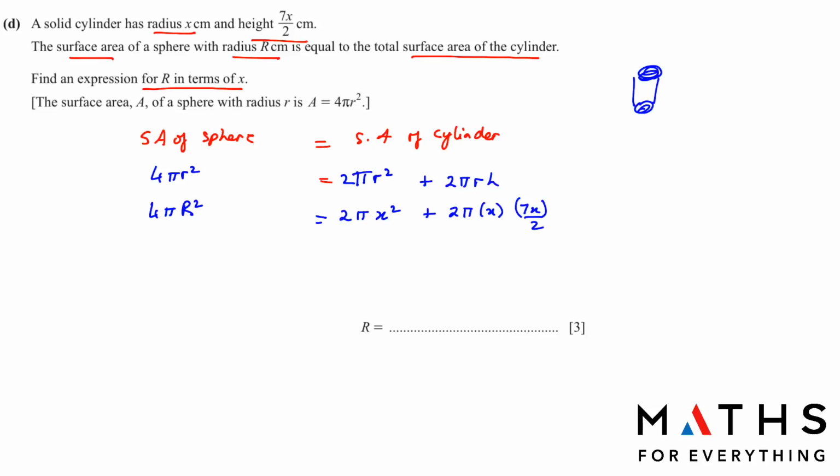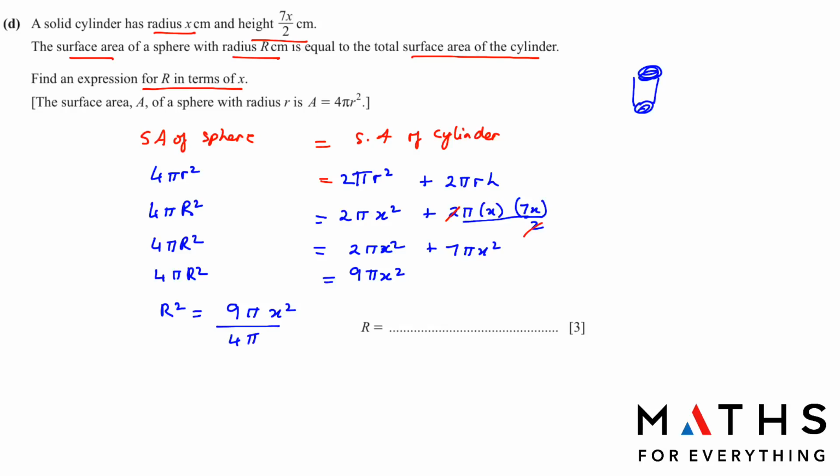This 2 and 2 will get cancelled. And now we have 4 pi r square is equal to 2 pi x square plus, if we multiply these terms, we will get 7 pi x square. As they are the same, there is pi x square and there is pi x square, you can add them. 9 pi x square. You want to make r square the subject, so shift the 4 pi to the other side. The pi got cancelled. You have r square is equal to 9 over 4 x square.